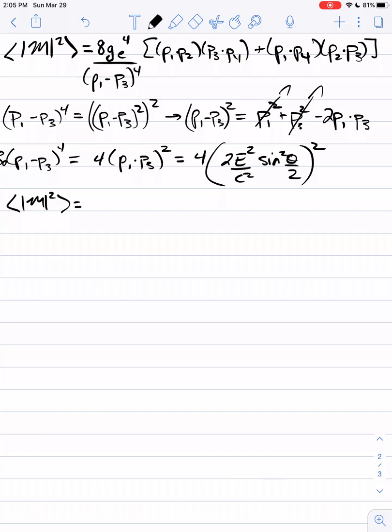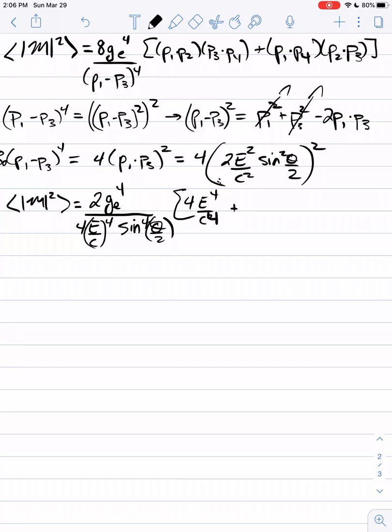Okay, but now when I substitute everything in, the 8 in the numerator, for example, will cancel with the 4 in the denominator here. That's going to give me a 2g e to the 4th. And that's all divided by, now I've got the stuff all squared in brackets. So that's going to give me 4e all over c to the 4th, times sine 4 theta over 2. And then in my square brackets, I have 4e to the 4th all over c to the 4th plus 4e to the 4th over c to the 4th times cosine.